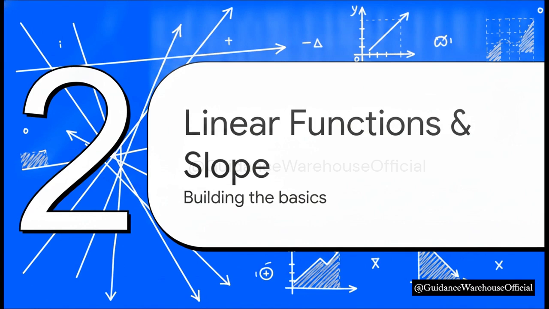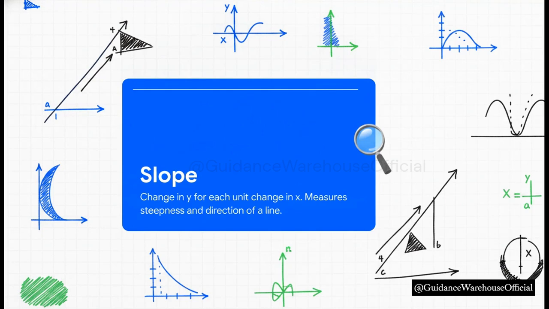Let's build those basics. So the absolute easiest type of math model we have is the linear function. As you might guess, it always graphs as a perfectly straight line. And the most defining feature of that line? Its slope. Simply put, slope is just the change in our vertical axis, y, for every single unit of change in our horizontal axis, x.